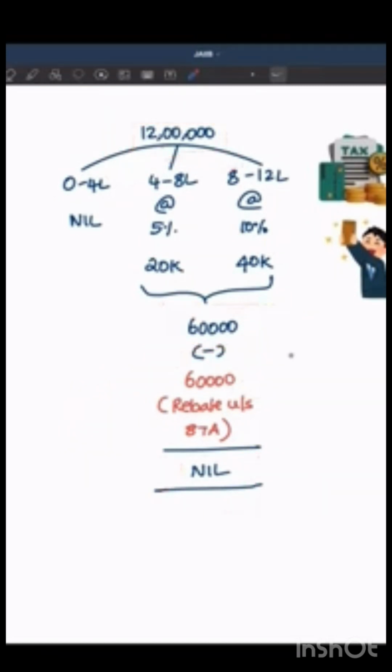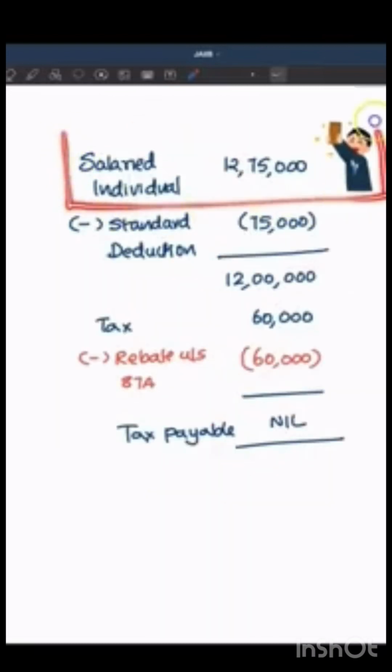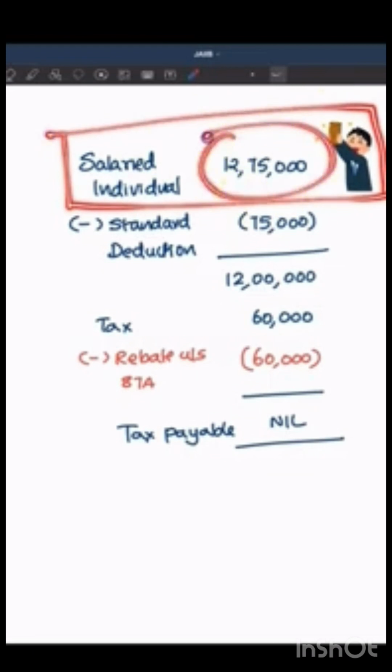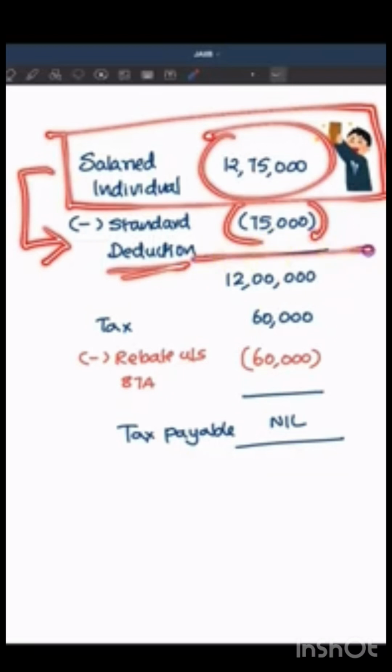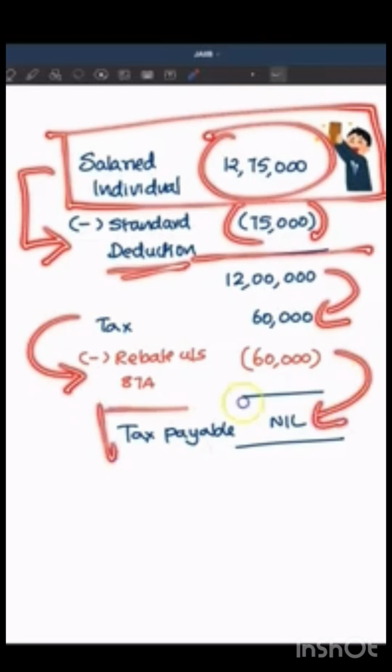Then how do we say up to 12.75 lakhs it is nil in case of salaried individuals? Let's take the case of a salaried individual who is getting a salary of 12,75,000. He is actually eligible for a standard deduction of 75,000 as per the latest budget. It means 12,75,000 minus 75,000, his income is going to be 12 lakh only, on which the tax payable will be 60,000, but he'll be eligible for a rebate of 60,000, so the net tax payable will be nil.